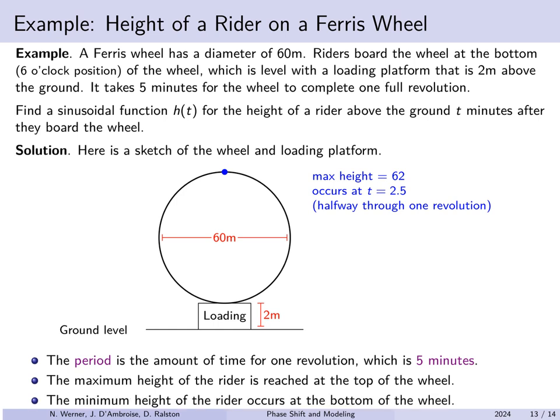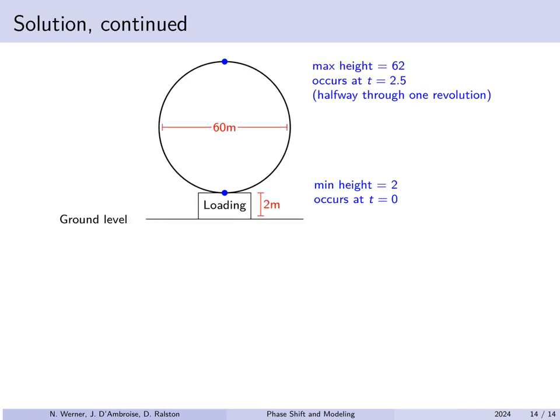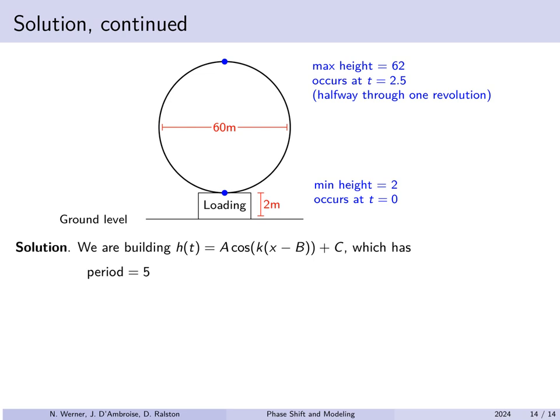The minimum height occurs at the very bottom of the wheel. That's 2 meters, that's at the loading platform, and we're going to let that happen at t equals 0. It also happens at t equals 5. Okay, so here's all the information we've got so far. We want to find a sinusoidal function that matches this. We're electing to use a positive cosine curve because this is just the one we default to if not told to use something else. We know the period is 5. It takes 5 minutes for the wheel to go all the way around. We know the maximum value of 62 meters occurs at 2.5 minutes in, and the minimum value is 2.